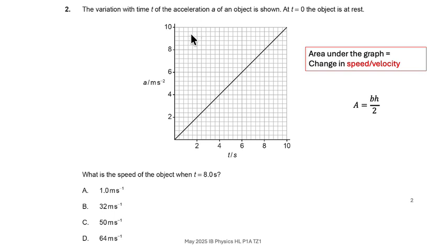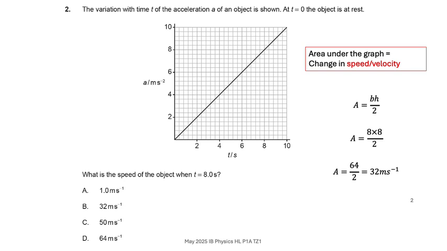In this case, as I mentioned at the beginning, 8 and 8, we're going to do 8 times 8, and we're going to remember to divide it by 2 because it's a triangle. We're going to get 64 divided by 2, giving me 32 meters per second. So this is actually the area, and it's also the change in speed.